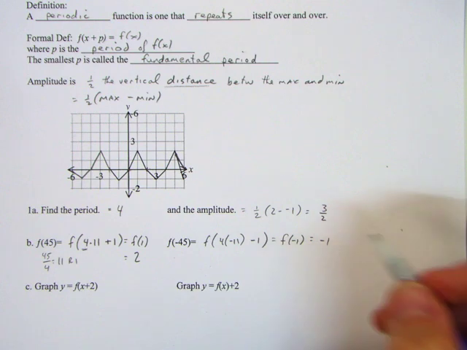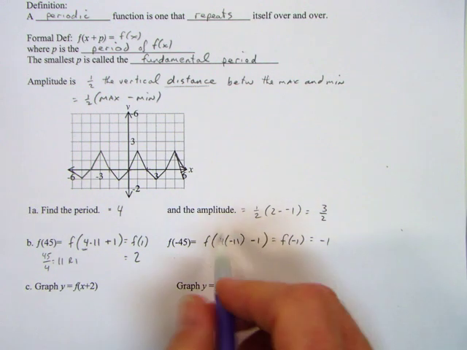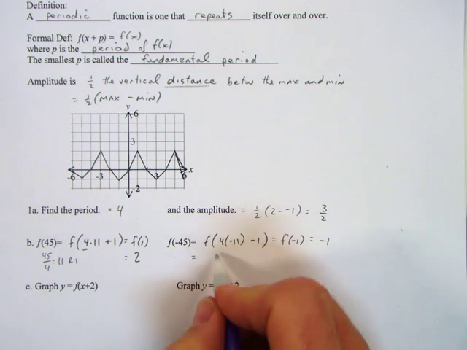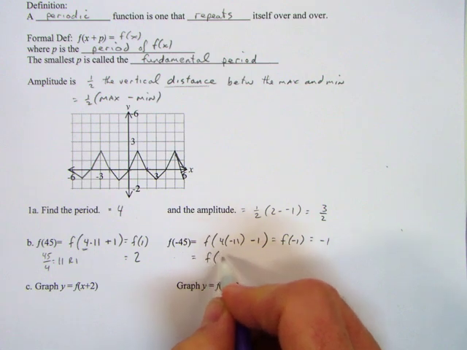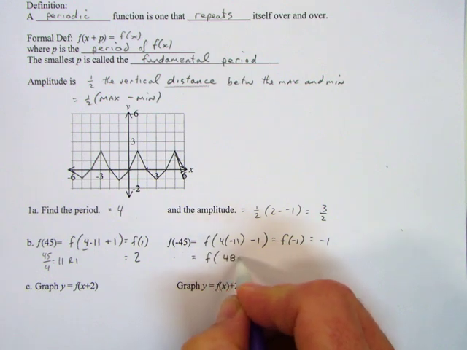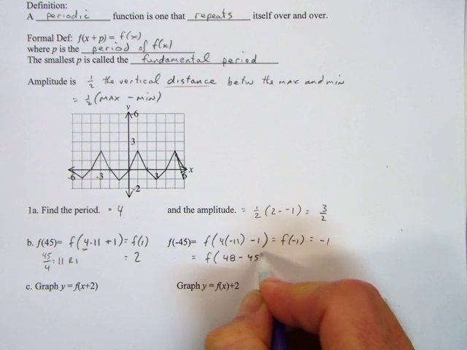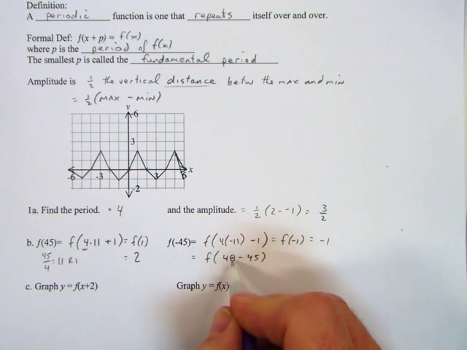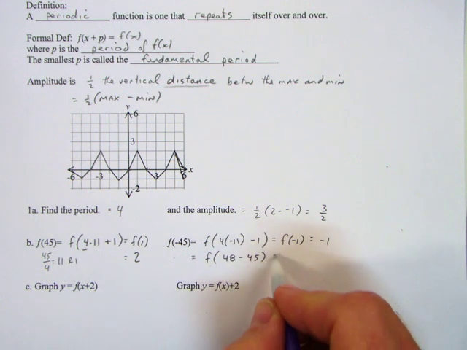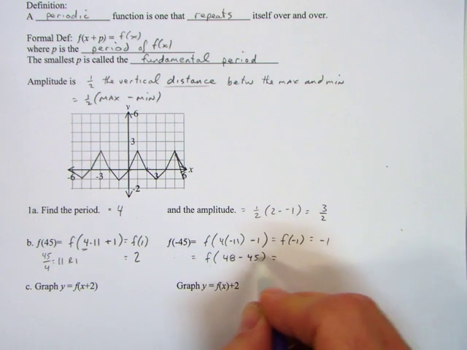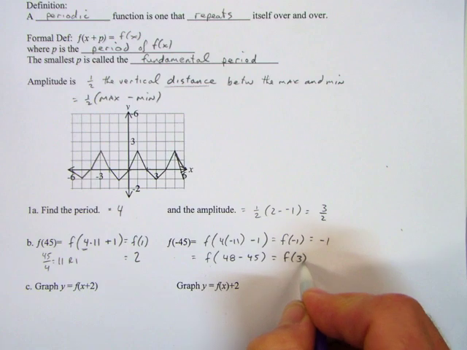Now, just to kind of go over it, you could say something like this. You could say f of 48 minus 45. Now, where did I get 48? 48 would be 12 periods. Because remember, all those periods are going to be the same. And so this would be equivalent to f of 3.